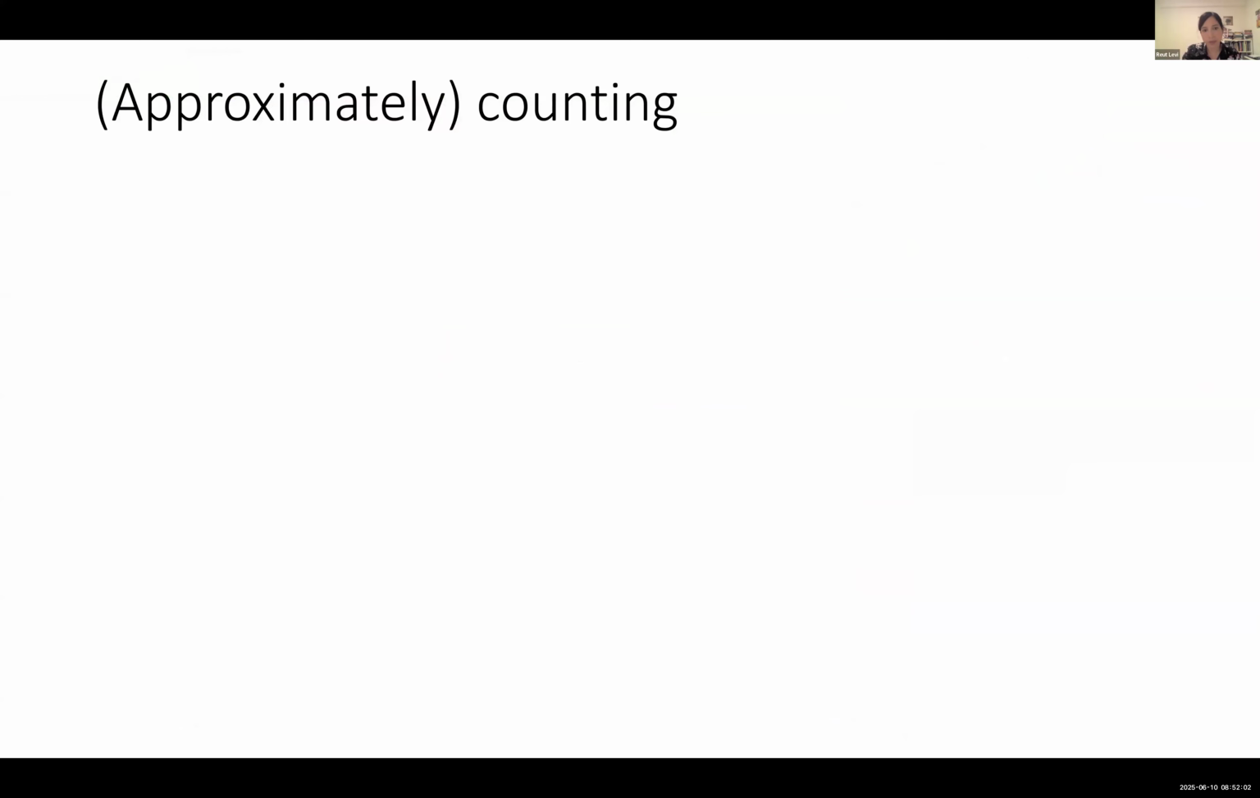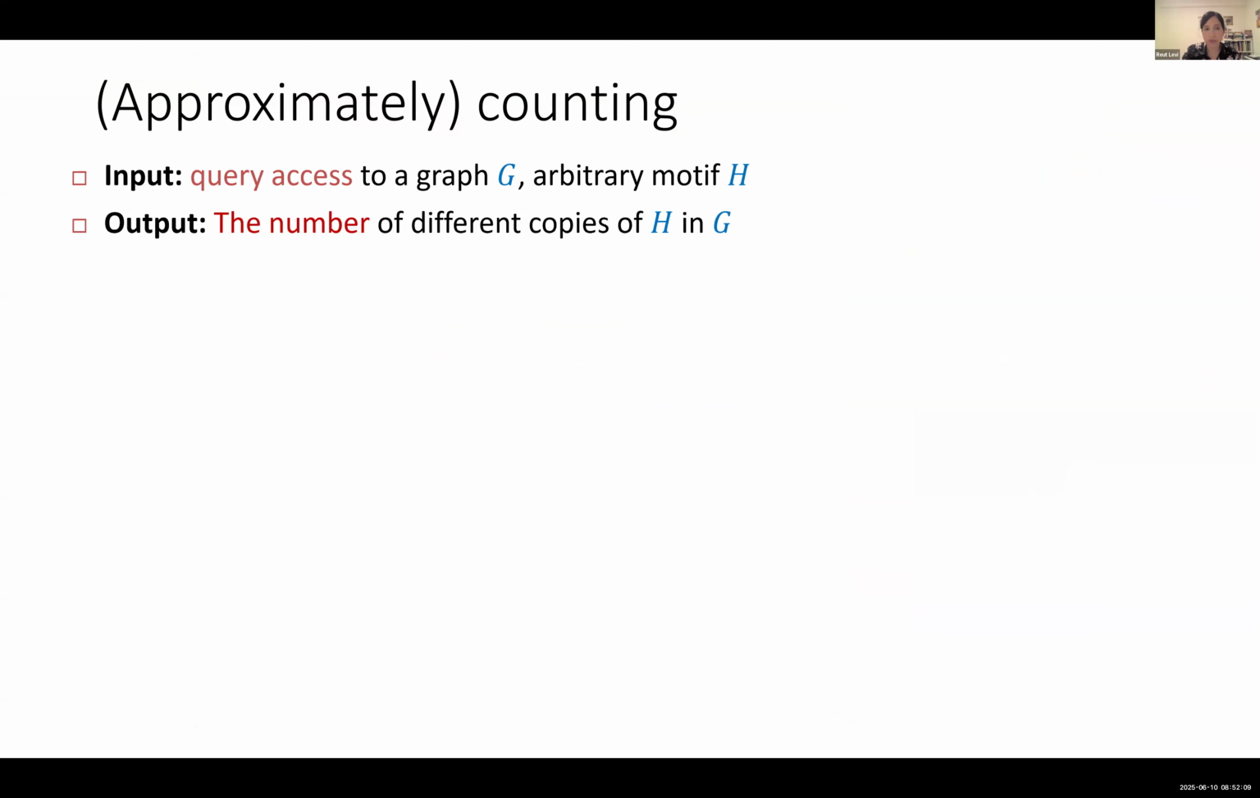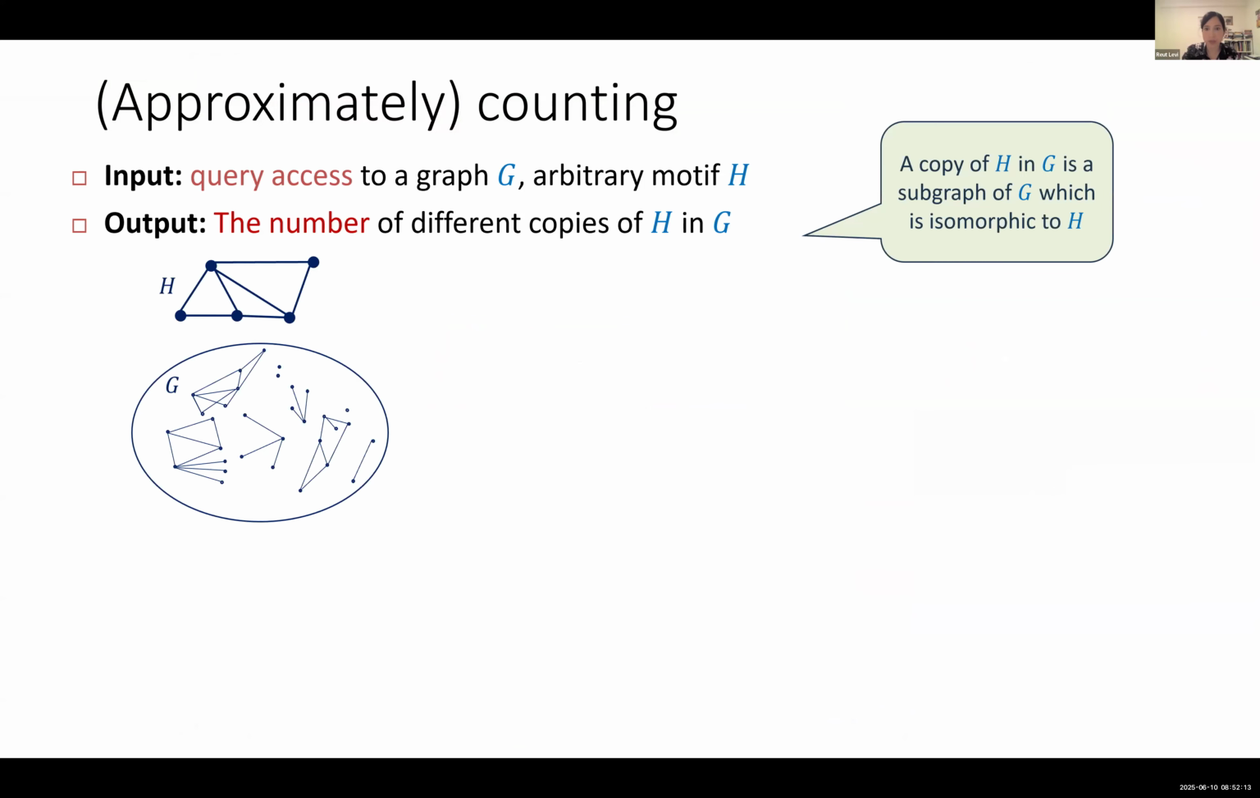In the problem of approximately counting motifs, the input is query access to a graph G and an arbitrary motif H. And the output is the number of different copies of H in G, where a copy of H in G is a subgraph of G which is isomorphic to H. So in this slide, you can see that we have a large graph G and a small motif H, and we have at least three different copies of H in G.